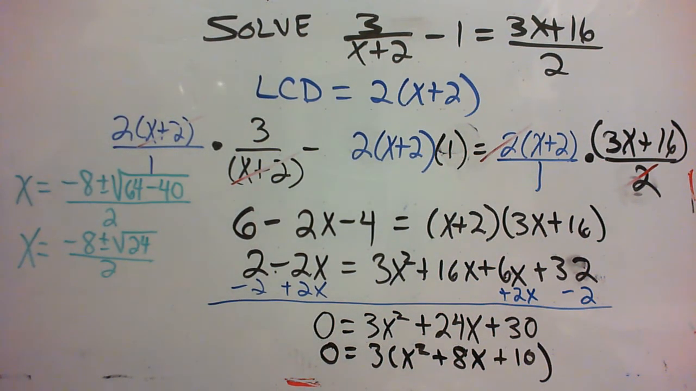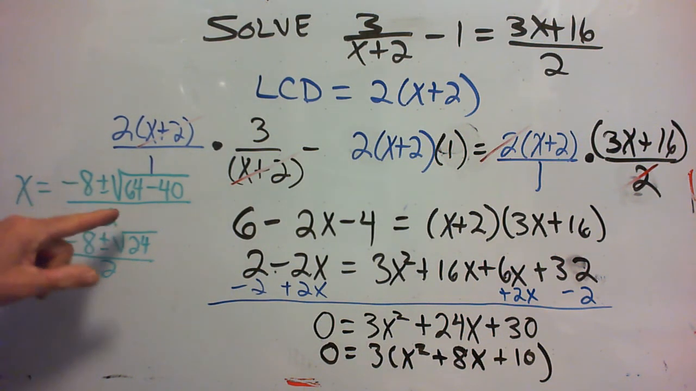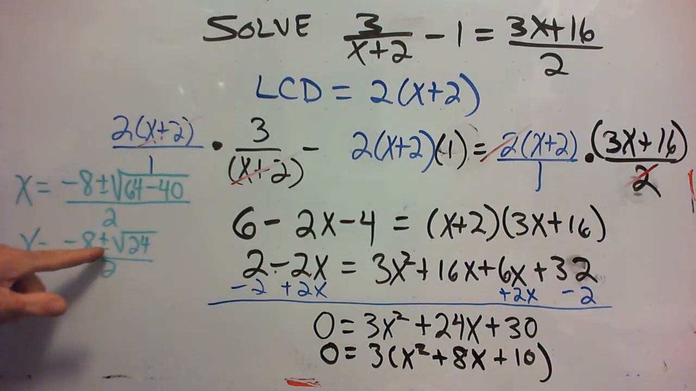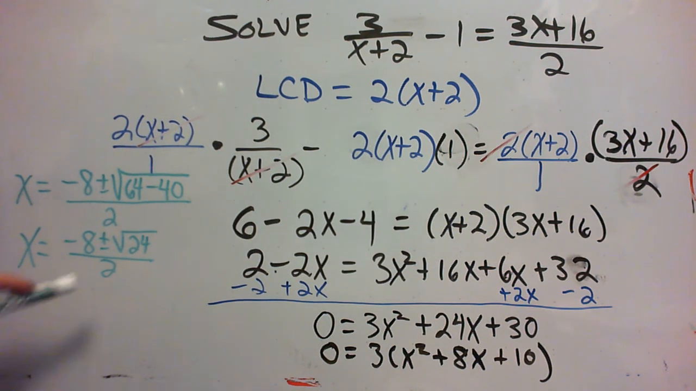So you plug coefficients into the quadratic formula. You get negative 8 plus or minus the square root of 64 minus 40, or negative 8 plus or minus the square root of 24 over 2. That's the correct answer, but that's not the one you'll have in WebAssign, because we can simplify this. And see if you can simplify this to the simplified answer.